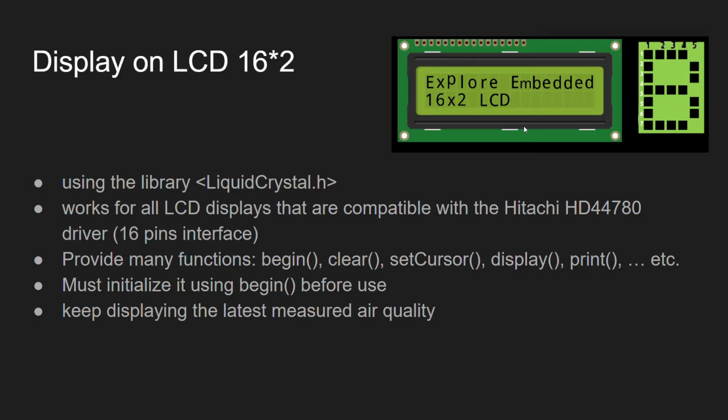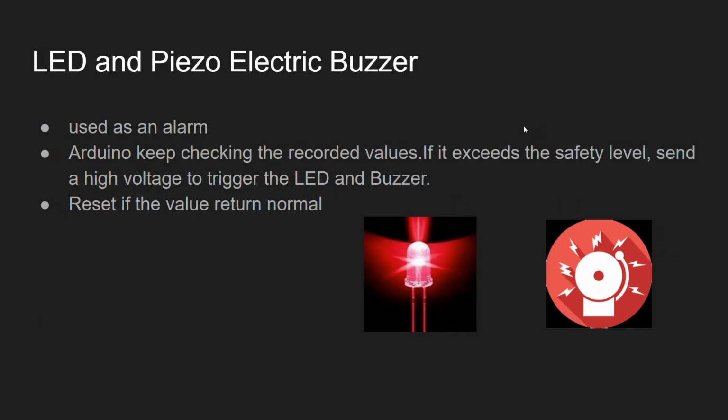At the beginning, which means the setup of the Arduino, we must call the begin function in order to initialize the LCD, and the print function allows us to show text on the screen, while the clear function makes the screen clear. Again, we want to keep it updated, so we put all functions inside a loop.